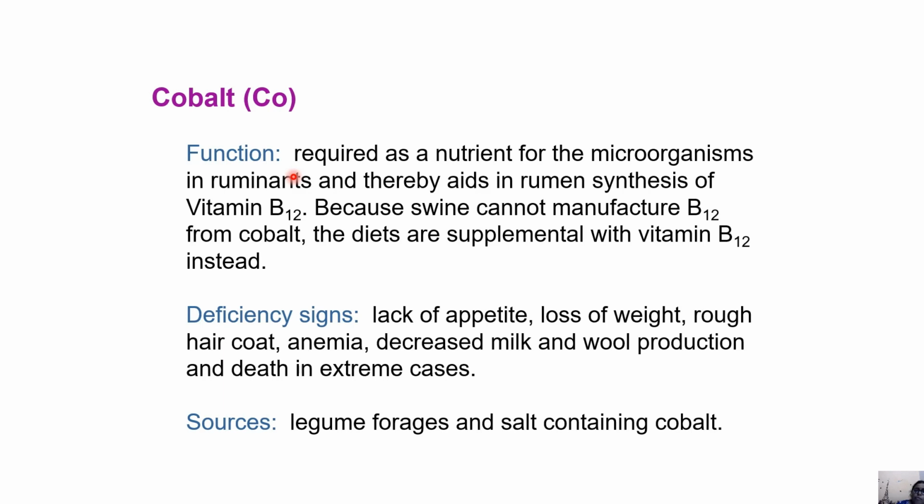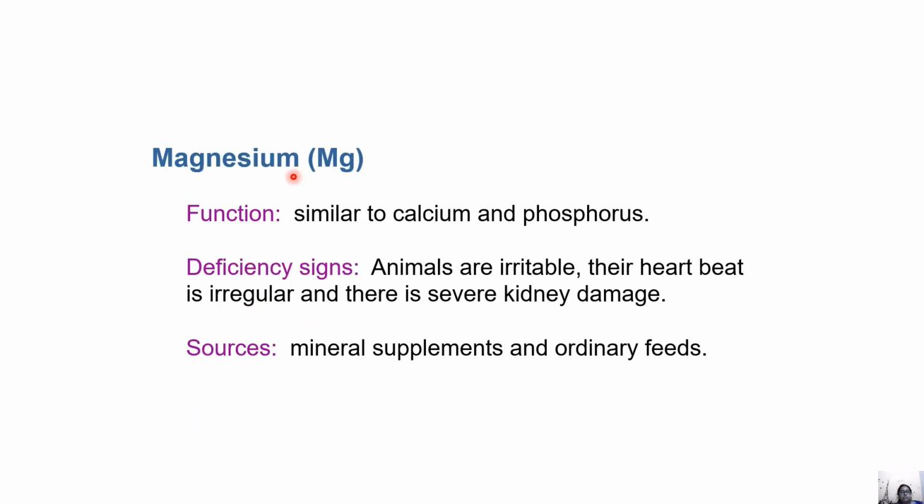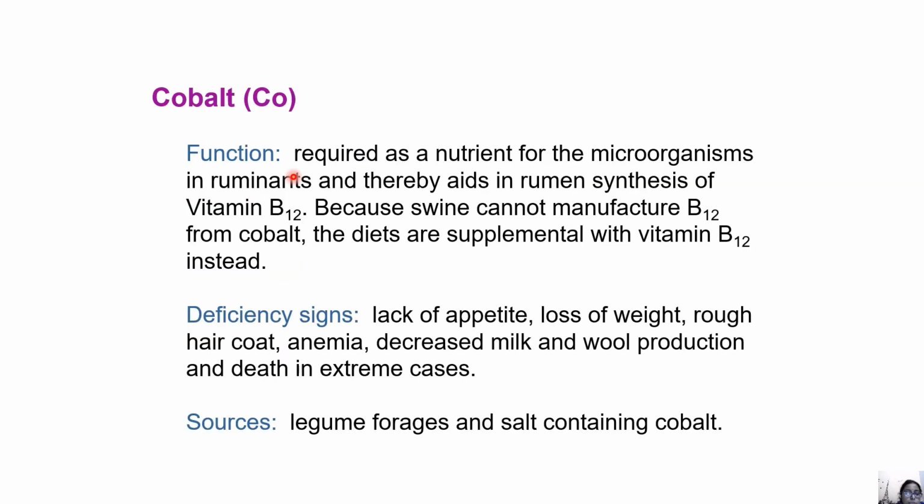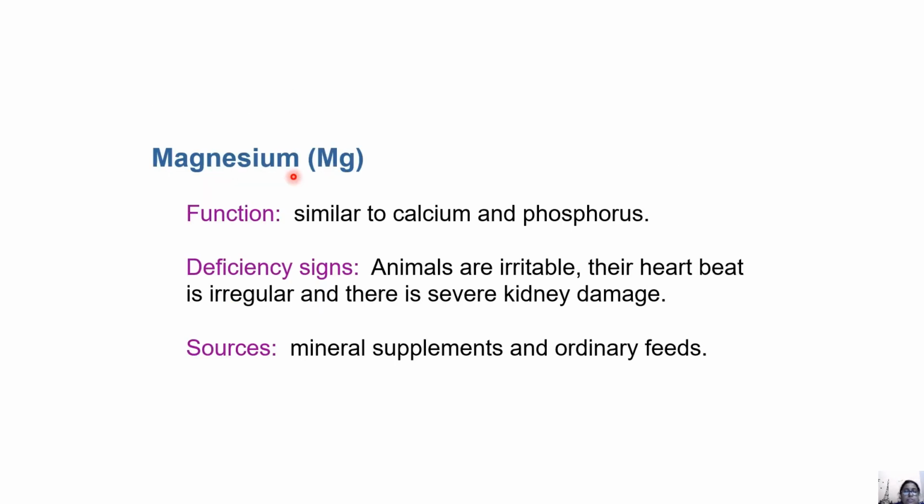Cobalt is required as a nutrient for the microorganisms in ruminants and thereby aids in rumen synthesis of vitamin B12. Deficiency will be lack of appetite, loss of weight, rough hair coat, anemia, decreased milk and wool production. Sources will be legume forages and salt containing cobalt. Magnesium, similar to calcium and phosphorus: animals are irritable, and their heartbeat will be irregular. Sources: mineral supplements and ordinary feeds.